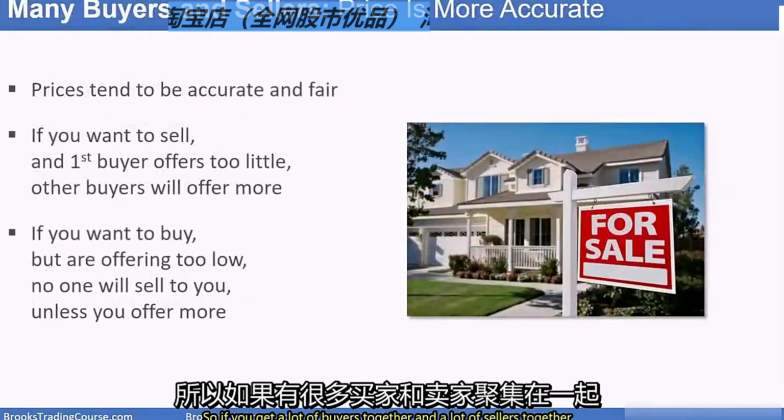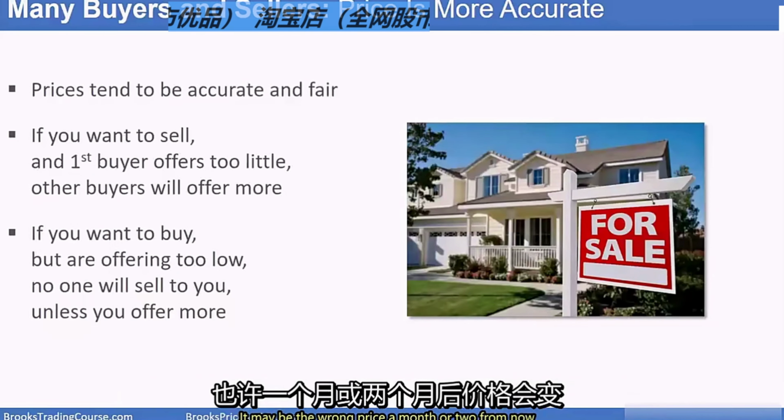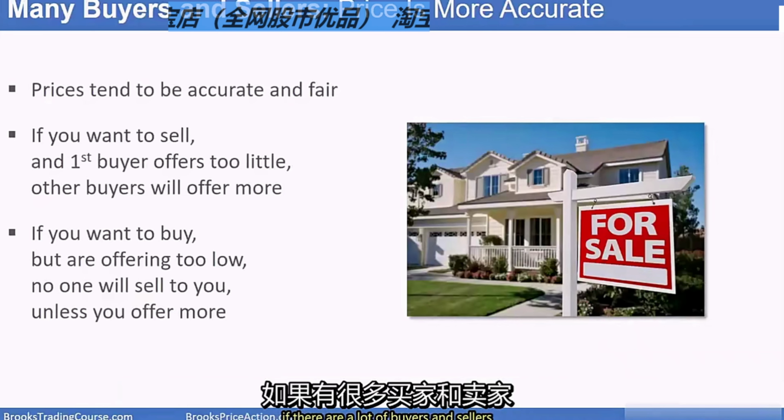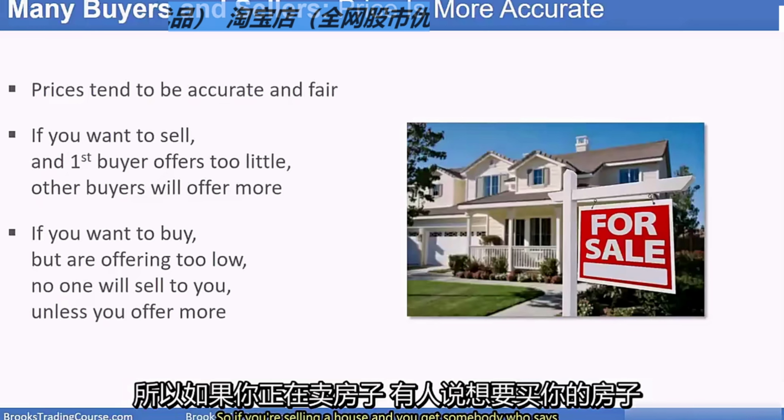So if you get a lot of buyers together and a lot of sellers together, traders tend to trust that the price is accurate and fair at that moment. It may be the wrong price a month or two from now, but at that moment, when the buyer wants to buy and the seller wants to sell, if there are a lot of buyers and sellers, chances are the price is going to be very close to what a fair value is.